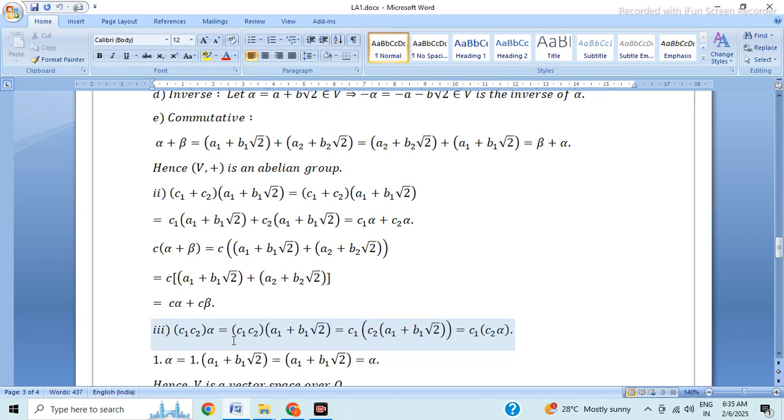Next last condition, C1 C2 into alpha. Or we can write C1 into C2 this term. Or we can write C1 into C2 alpha.